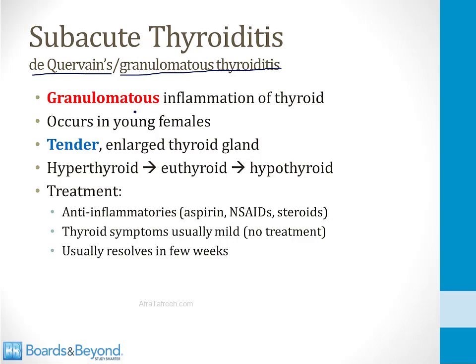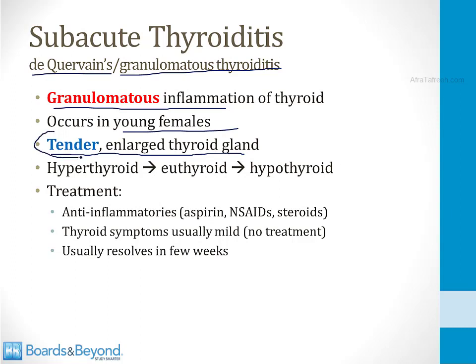Subacute thyroiditis is also known as de Quervain's thyroiditis or granulomatous thyroiditis, and the most important thing to know about this condition for step 1 is that it involves granulomatous inflammation of the thyroid gland. So on biopsy, you will see the presence of granulomas and giant cells. It occurs in young females, and they usually present with symptoms of pain in the neck because they develop a tender and large thyroid gland.